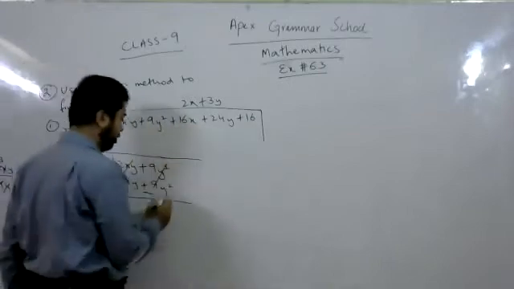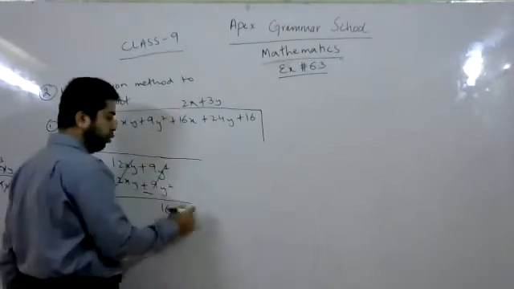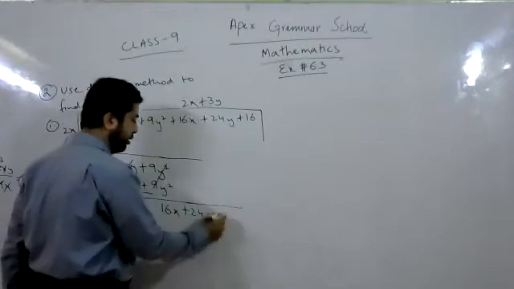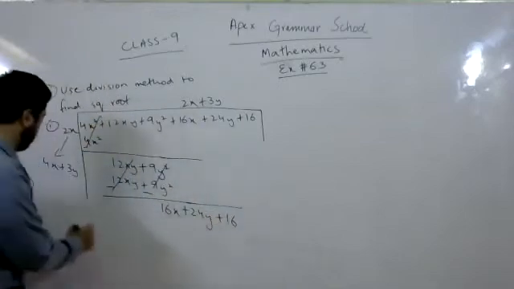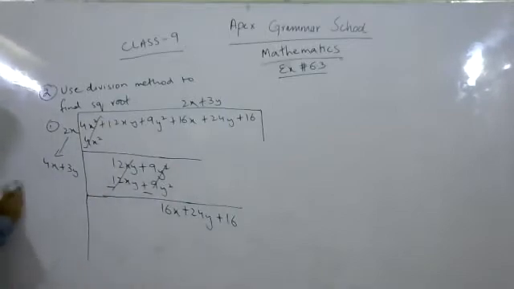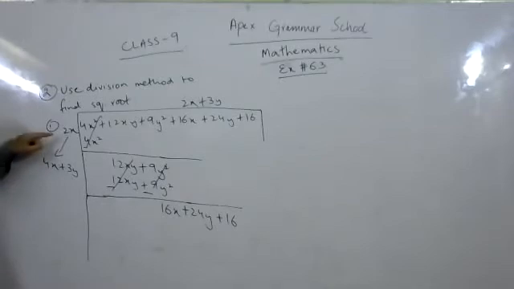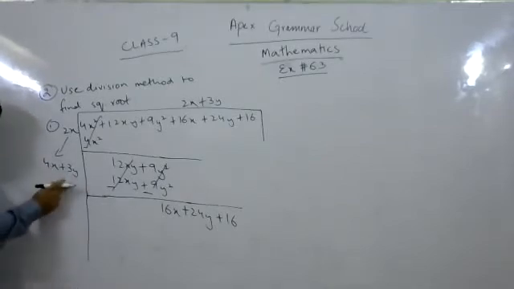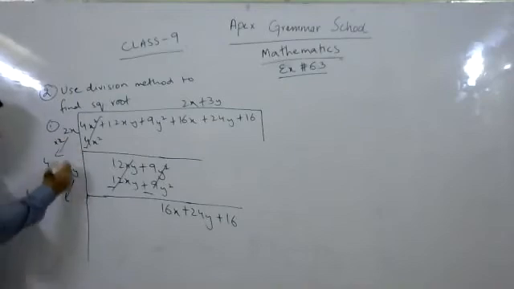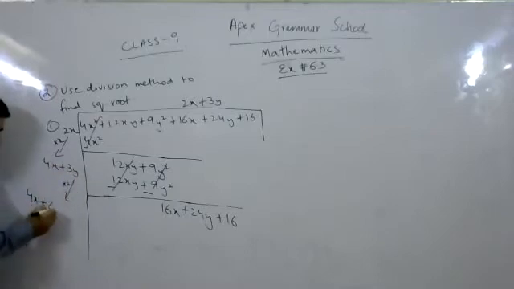You are left with 16x. Put it down, plus 24y, and then plus 16. Now first you need to double this expression. Now it's the 3y term, to double it: this 4x will be here, plus this 3y multiplied by 2, that is 2 times 3 is 6y.